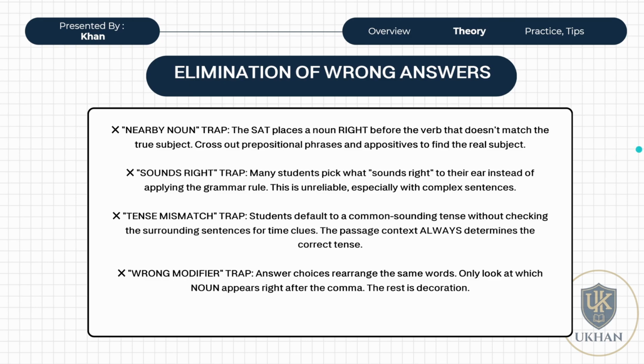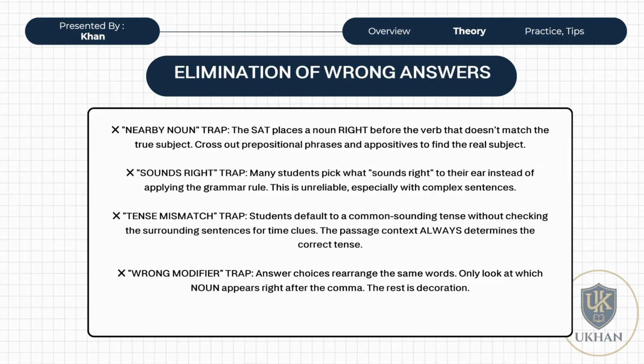So, elimination of wrong answers. Trap number 1 is the nearby noun. This is the number 1 most common trick, right? For subject-verb agreement, the SAT places a noun right before the verb that doesn't match the true subject. The collection of rare stamps are valuable. Your ears hear stamps are and think it's fine, but stamps isn't the subject, collection is. So cross out the prepositional phrase, find the real subject, and then match it.